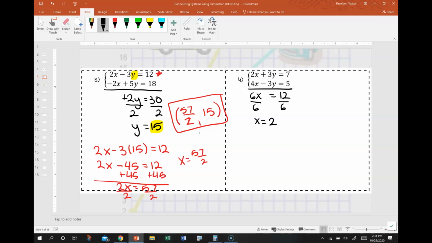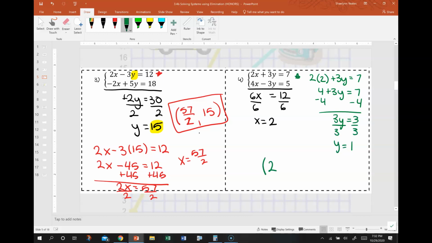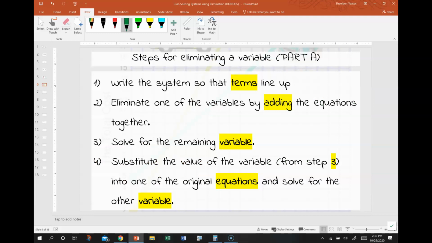That's kind of fun. All right, and I'm going to go ahead and just use my top equation here. So I've got 2x plus 3y, so this is going to be 2 times 2 plus 3y equals 7. 2 times 2 is 4, plus 3y equals 7. And then if I subtract 4 from both sides, I get 3y equals 3. And divide both sides by 3, and I get y equals 1. So my solution is 2, 1. So that's always super nice when they line up very nicely and the first terms just go away.